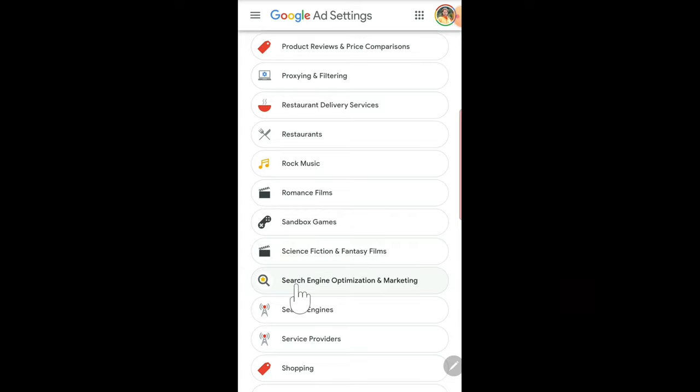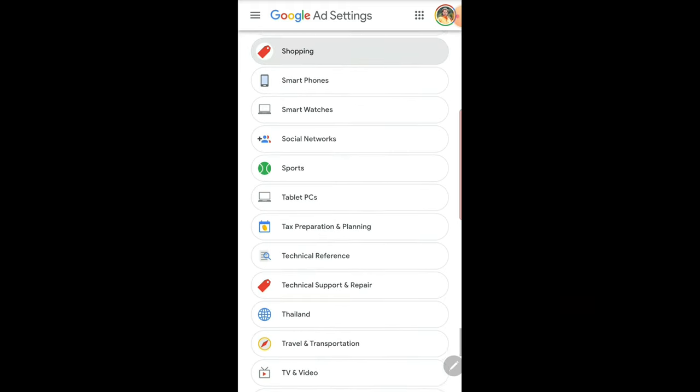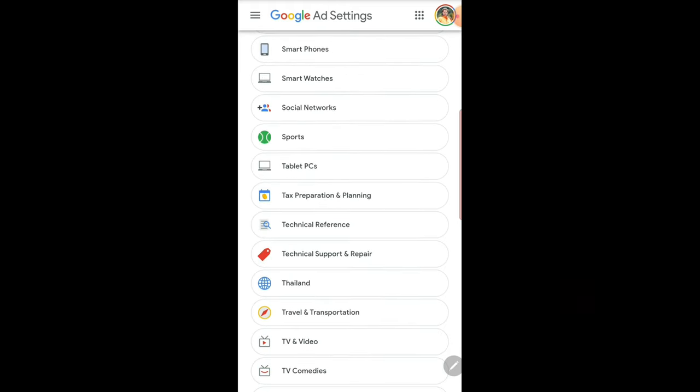Search engine optimization and marketing, of course. Search engines, service providers, shopping. Again, who does not have shopping on their list? That would be a surprise if you didn't.